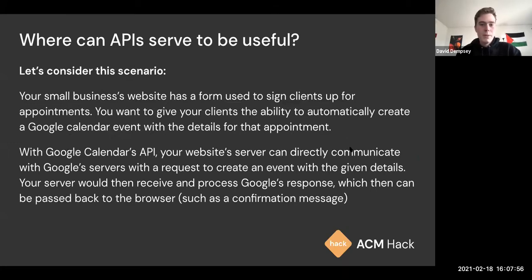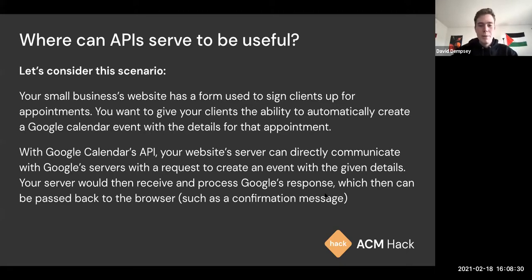All right, so where can APIs be useful? Here's a scenario for you. Say you run a small business and you have a form that clients use to sign up for appointments. You want your clients to be able to create a Google Calendar event with details for the appointment. So you can have a calendar where you keep track of which times are booked, and customers can see which times are busy or free to book an appointment. You can use the Google Calendar API to directly communicate with Google servers and create an event that will fill up in a calendar.